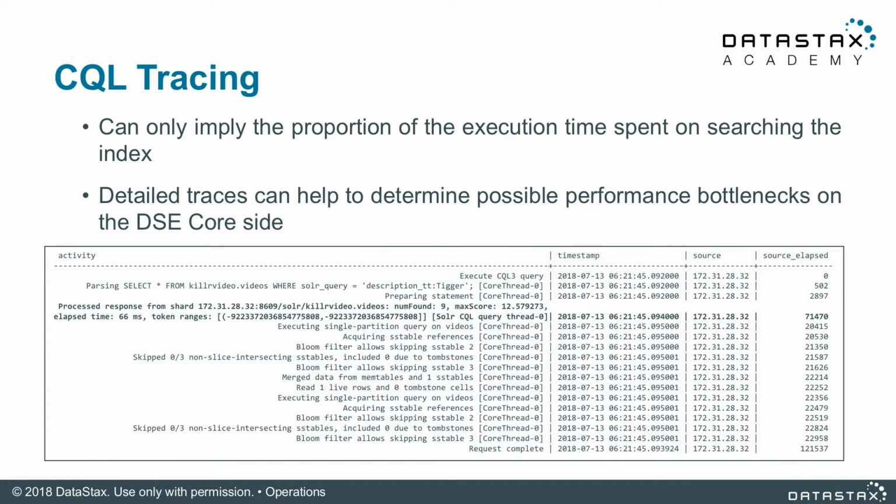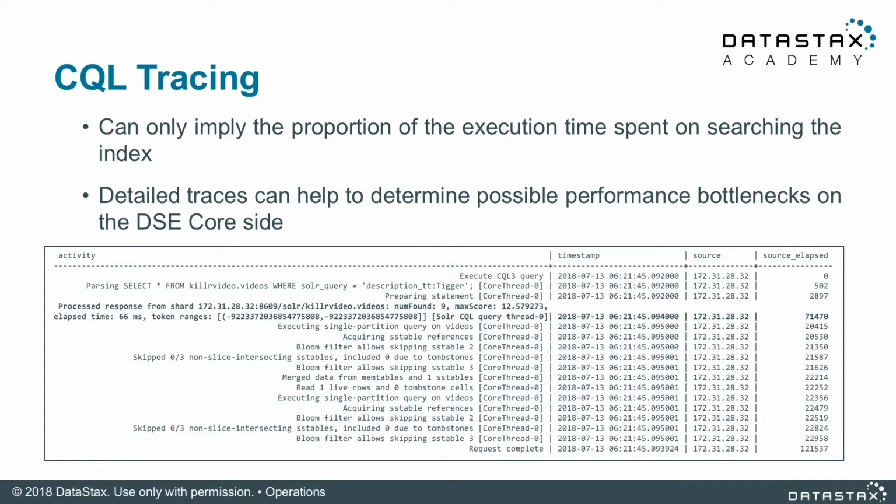In the tiny example traces that you see here, there is an obvious trace activity that indicates work done from DSE Search. This is the line that says process response from shard 172.31.28.32 8609 /solr/killervideo.videos, etc., etc. The source elapsed value for this is 71,470, which indicates that it took about 71 milliseconds for the index to be read and search results returned.